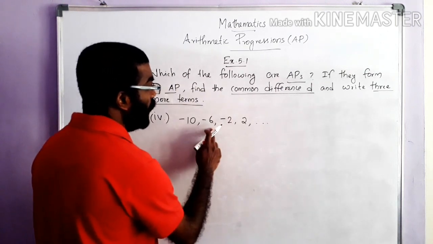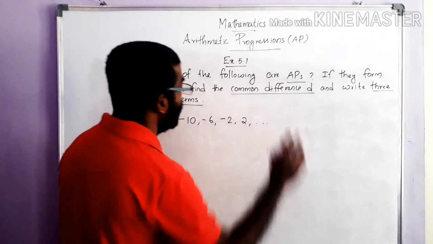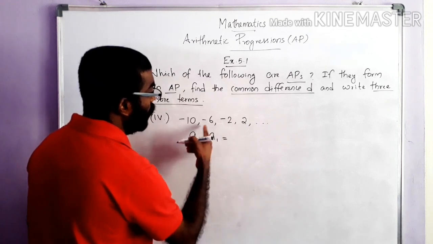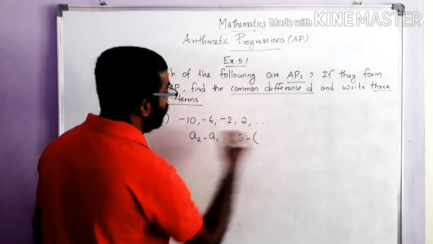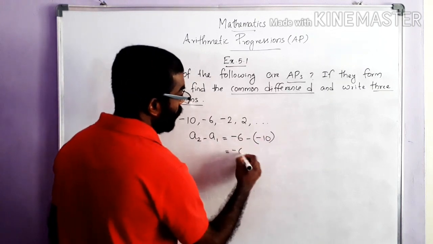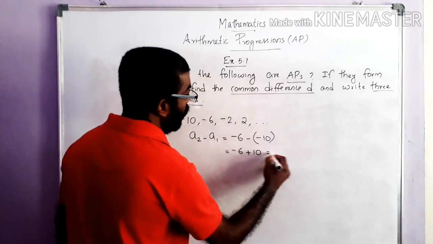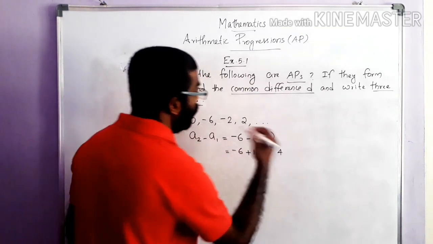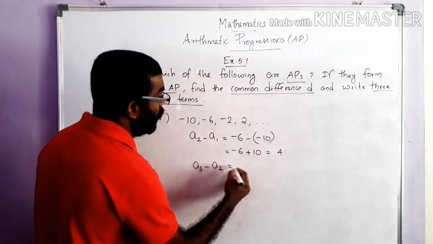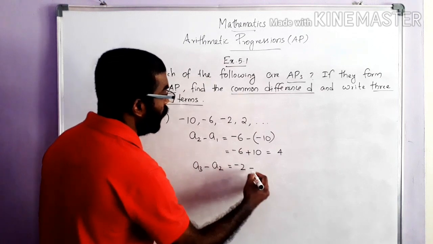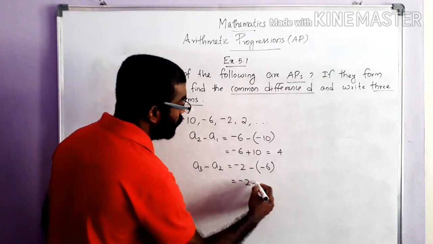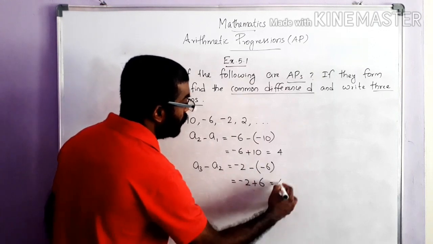It's minus 10, minus 6, minus 2, 2, etc. Here A2 minus A1 is equal to A2 is minus 6, then minus 10, which is equal to minus 6 minus into minus plus 10, equal to 10 minus 6 is what? 4. Then A3 minus A2, which is equal to A3 minus 2 and minus A2 minus 6, that is minus 2 minus of minus plus 6. 6 minus 2 is 4.